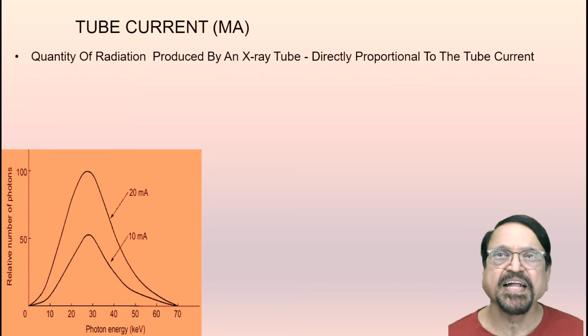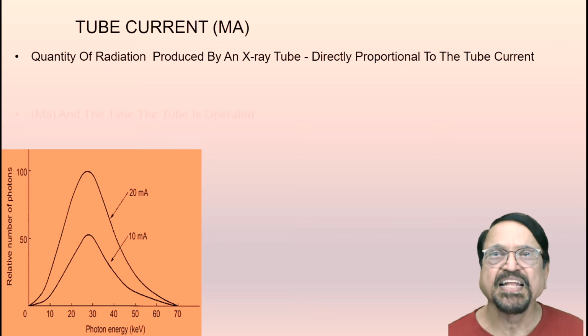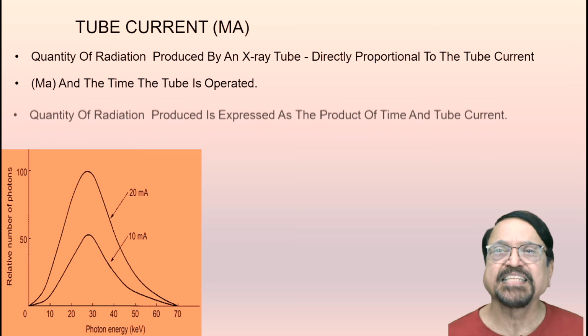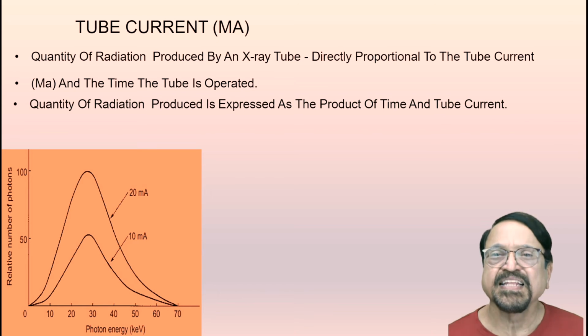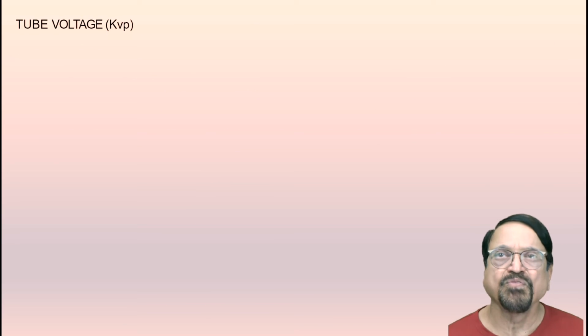Now, let us see tube current, the quantity of electrons produced by an X-ray tube. Here we have given a graphical presentation. We have already seen the description and details, and graphically we see photon energy versus relative number of photons for mA. Beam quantity, or beam intensity, refers to the number of photons.